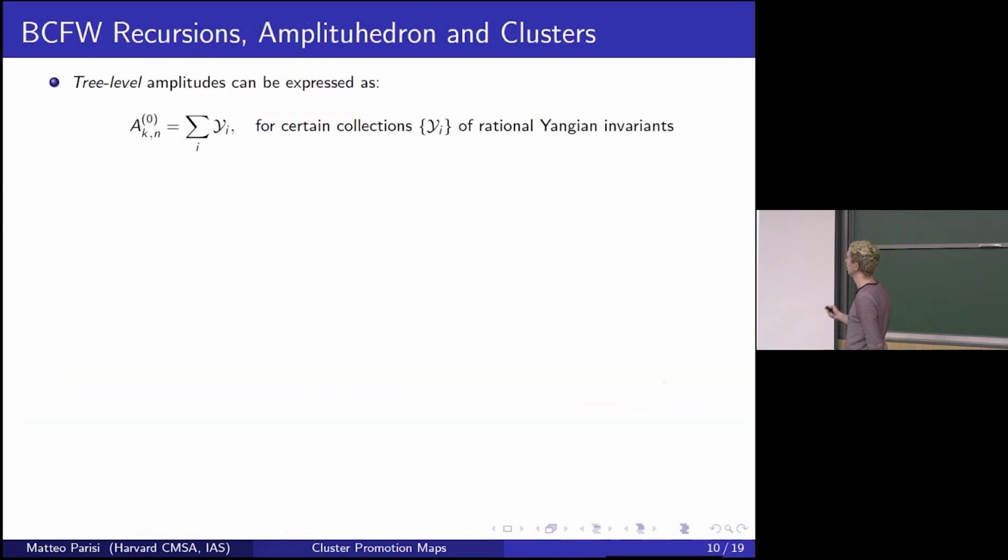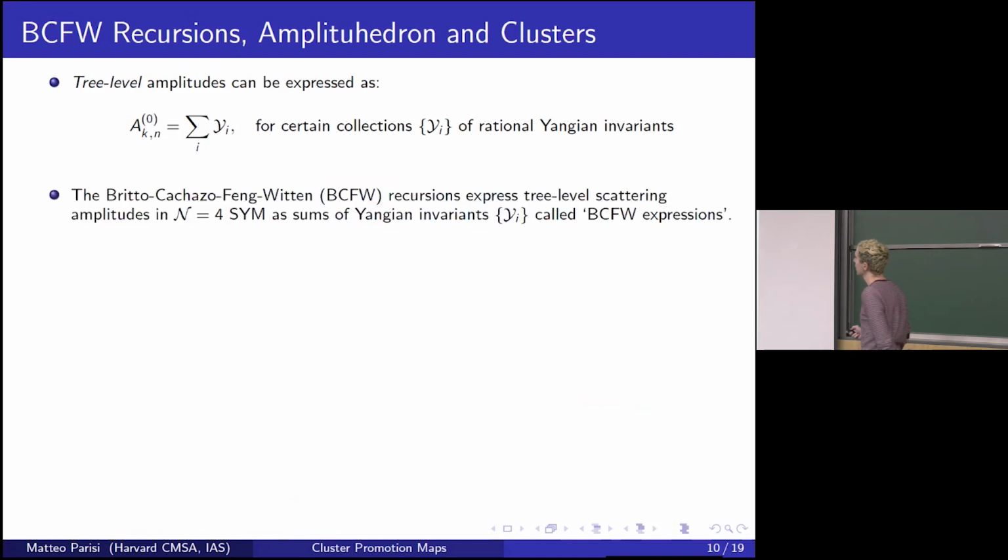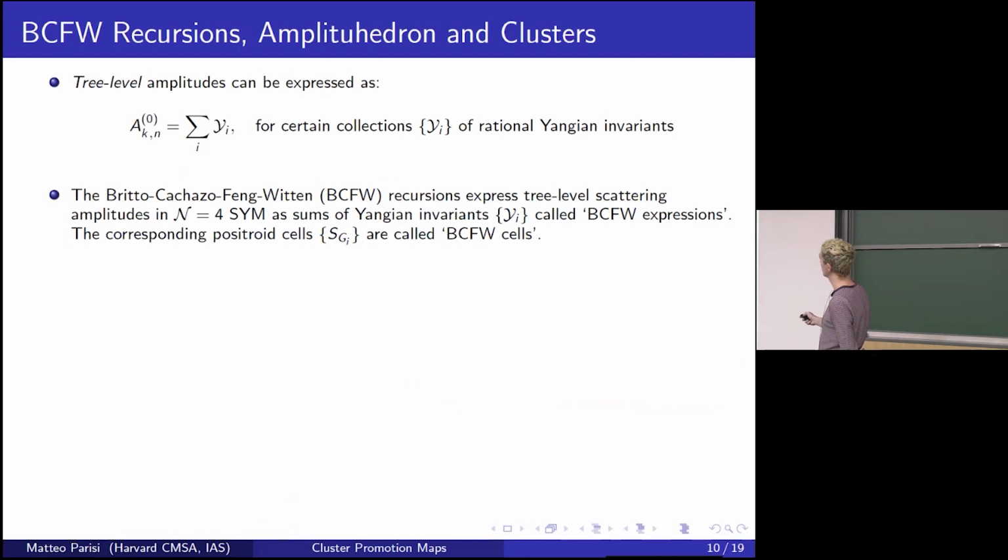Okay, going back to tree-level amplitudes, I mentioned that the tree-level amplitude can be written as a sum of certain collections of rational Yangian invariants. So the Britto-Cachazo-Feng-Witten, BCFW, recursions tell us exactly how to find these collections. In particular, they found the recursions that express tree-level amplitudes in N=4 super Yang-Mills as a sum of certain Yangian invariants, and these sums I call BCFW expressions for short. And each Yangian invariant that appears in these BCFW expressions corresponds to a certain positroid cell, which, as I mentioned before, are called BCFW cells.